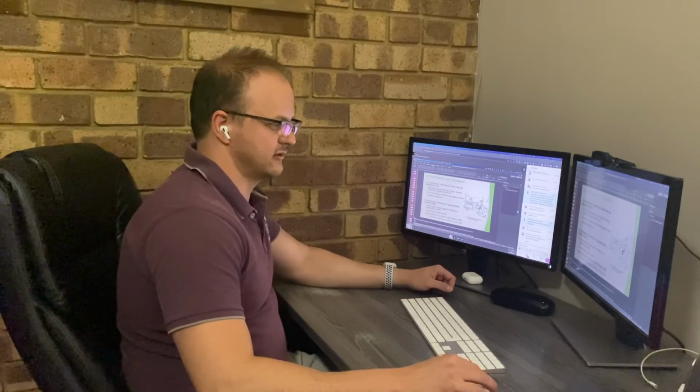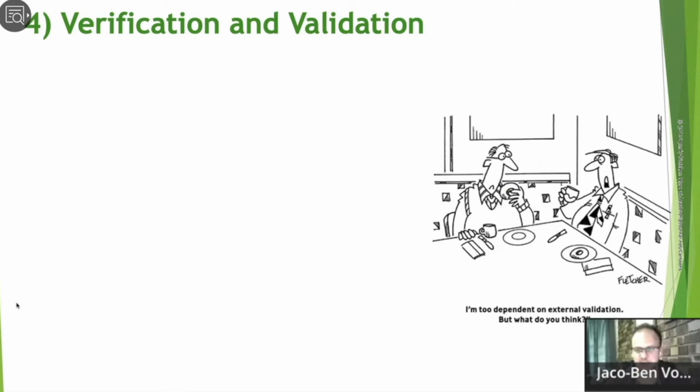So now we get to the nice part, verification and validation. We've built our model, the feature is working as we expected. The joke here at the bottom says, I'm too dependent on external validation, but what do you think, right? And when it comes to models, your model must be that guy, right? You need external validation. So, trick or bonus question for everyone: what is the difference between verification and validation?